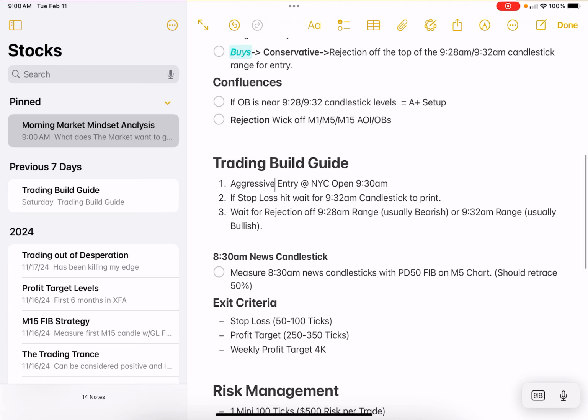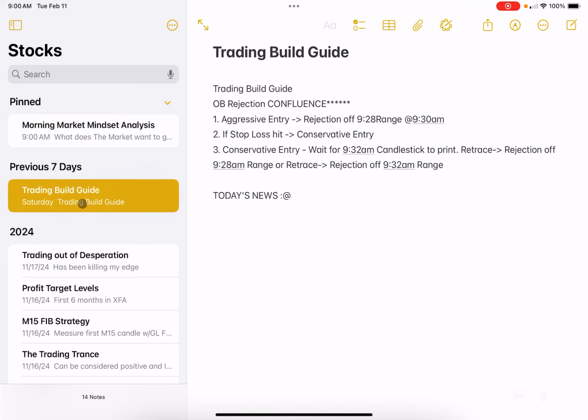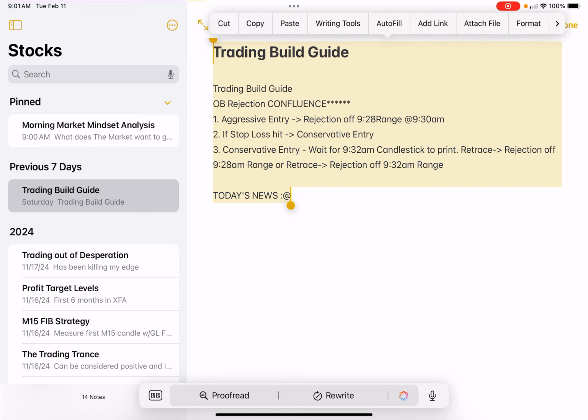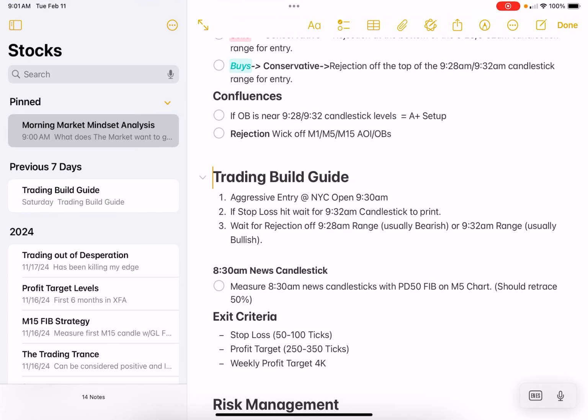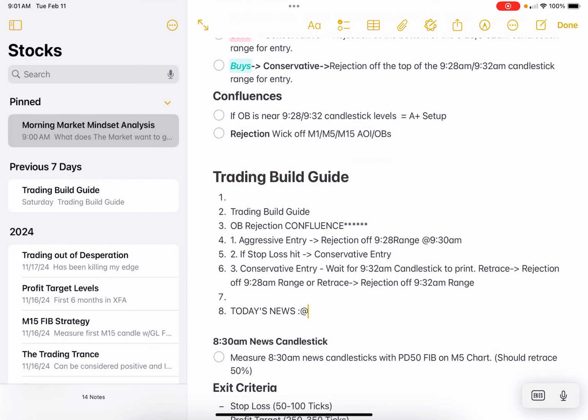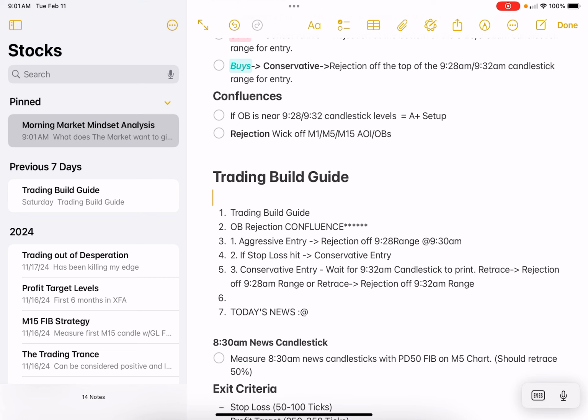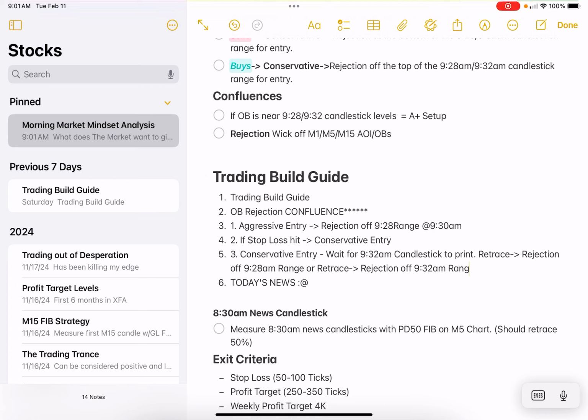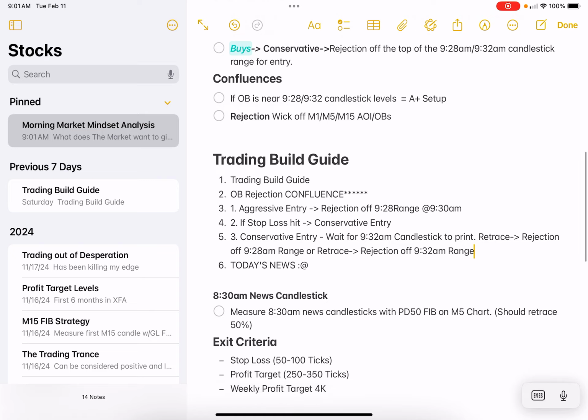This trading build guide is different now. I need to have it. So this should be my trading build guide. Okay, and then there is no 6. All right, so that's that.